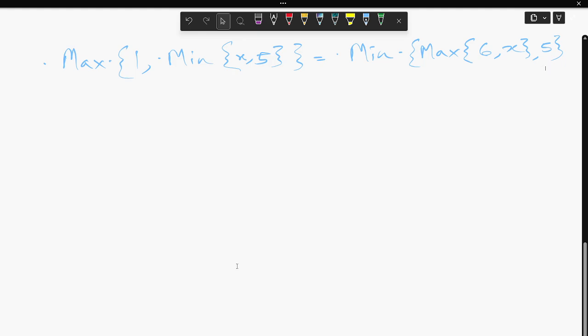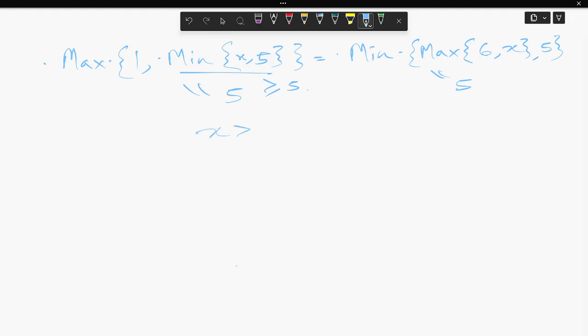First consider maximin. That will be equal to 5. This means the minimum of x comma 5 will be greater than or equal to 5. And since the minimum of x comma 5 takes the smaller value between x and 5, for it to be at least 5, we must have x greater than or equal to 5. Now we consider the other part, which is equal to 5.